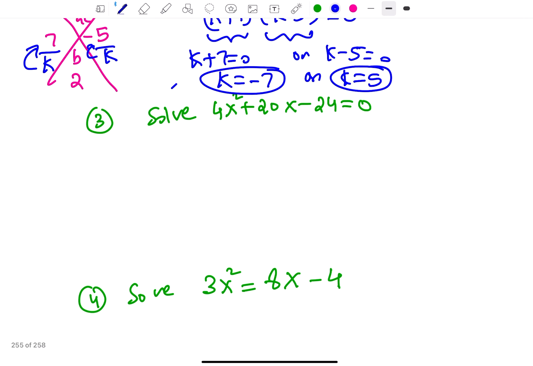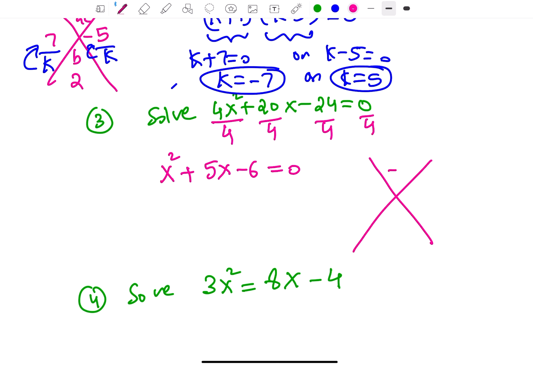Another example, solve 4x squared plus 20x minus 24 equal to 0. And this equation looks like I do have a GCF. I can go ahead and divide everything on both sides by a 4 to make my life easier. So x squared plus 5x minus 6 equal to 0. 0 divided by 4 is 0. So the right hand side is just 0.